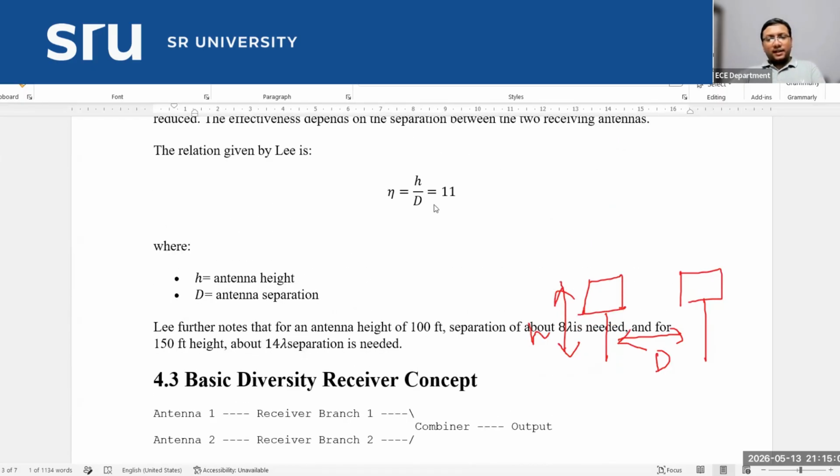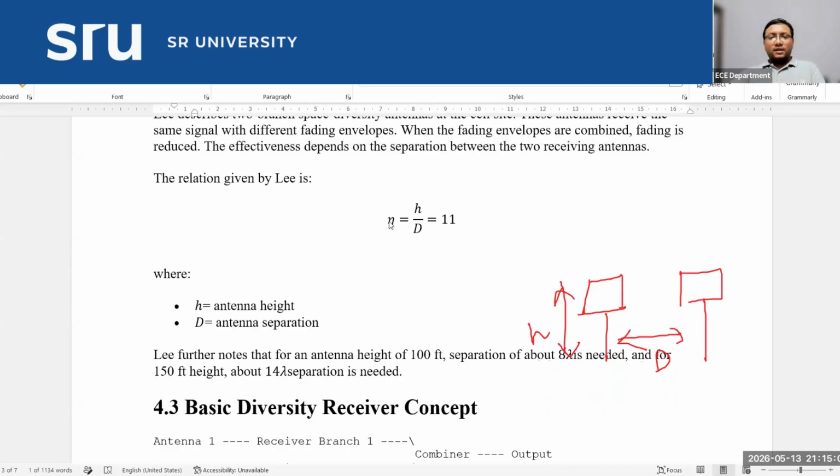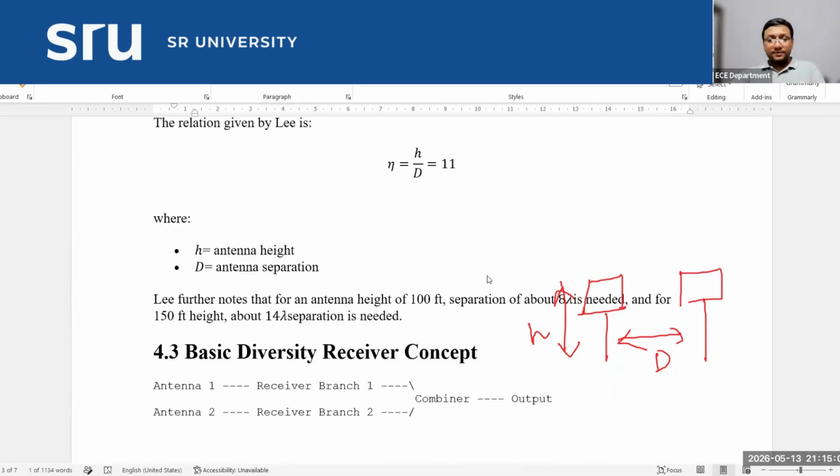So from this relationship, this eta H by D is equal to 11 that we should maintain. Okay.